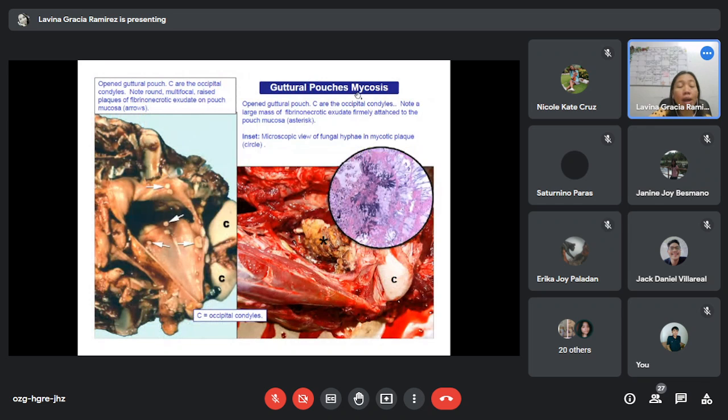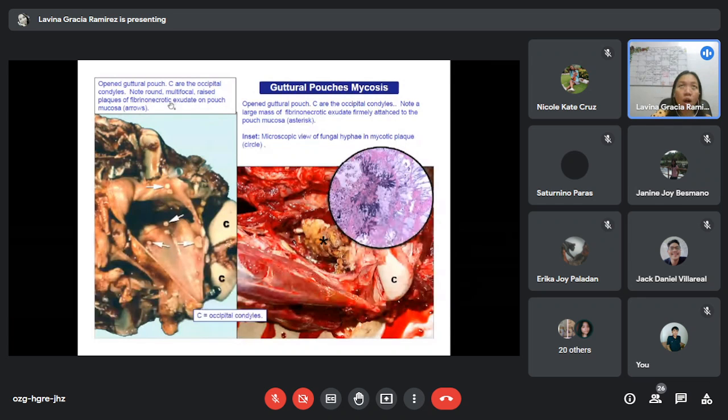Here is another picture of infection caused by fibrinonecrotic exudates that could be due to what? Systemic mycosis or systemic fungal infections. Always remember the descriptions of mycotic infections. In your bacteriology, you mentioned plaques or masses, elevated, hardened plaques in the affected tissue. This is how it looks in mycotic infection. That plaque is fibrinonecrotic exudate.